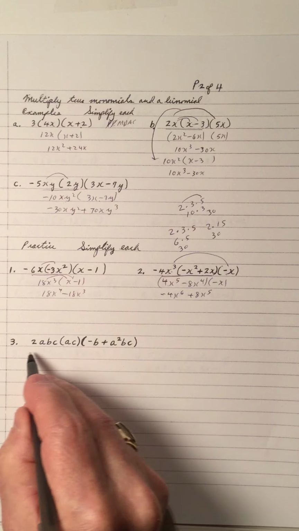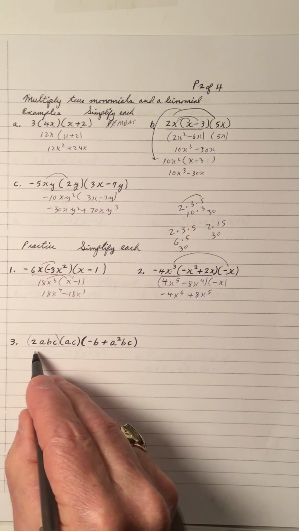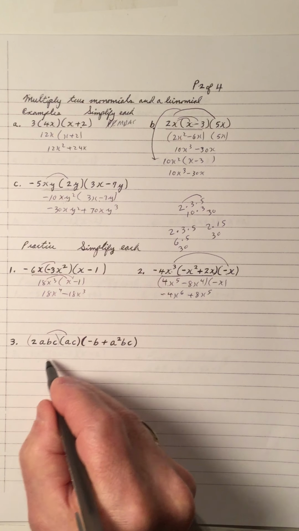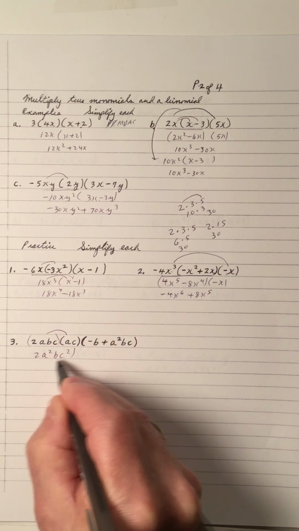Number 3, here we go. We multiply these. If that's in brackets, multiply those two, I get 2a squared bc squared.